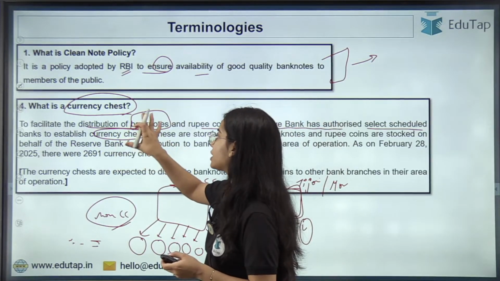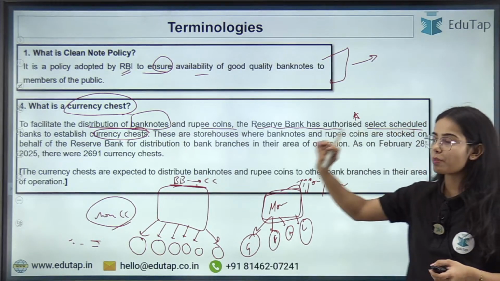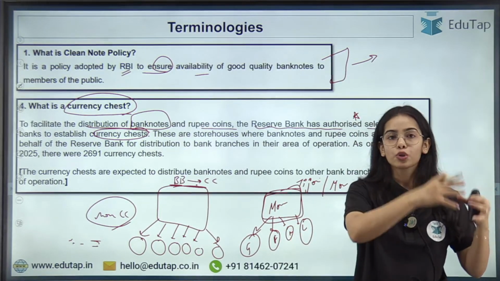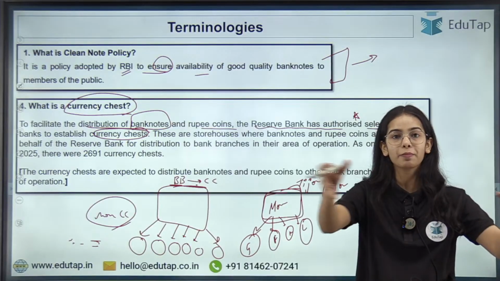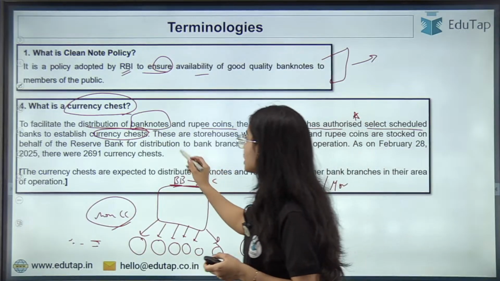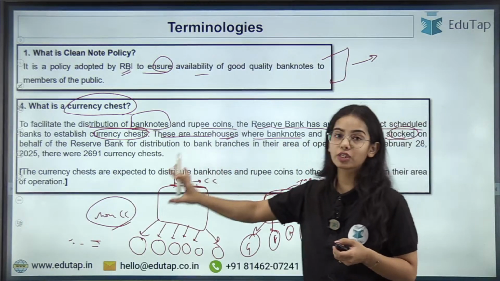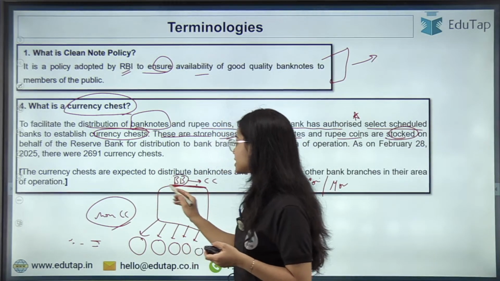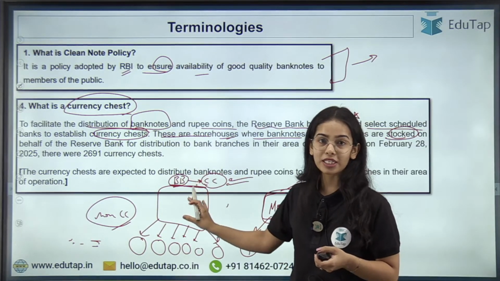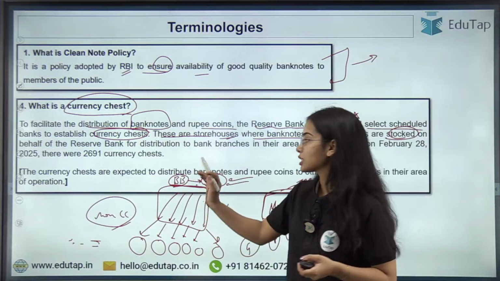Okay, so to facilitate the distribution of banknotes and rupee coins, the Reserve Bank has authorized select scheduled banks to establish currency chests. It is like a tijori that a bank branch is keeping. Through that currency chest, the other bank branches that do not have such a tijori can get the money. These are storehouses where banknotes and rupee coins are stocked on behalf of the Reserve Bank. So on behalf of the Reserve Bank, this bank branch keeps the currency chest, and the RBI provides the banknotes to it, and from this currency chest, the money is further circulated to the other bank branches. Okay, so this is the idea.